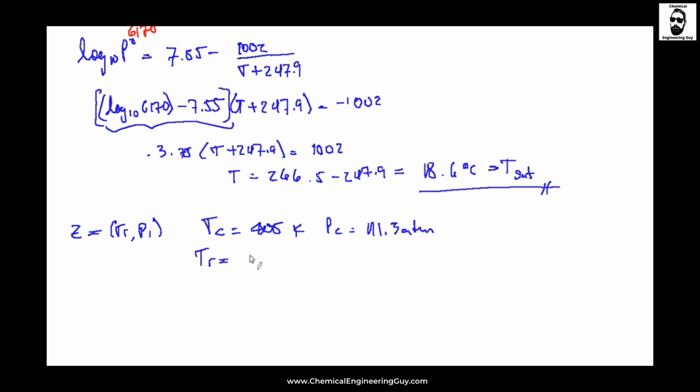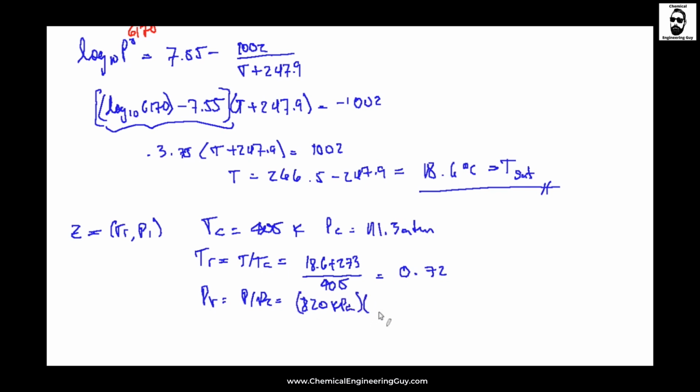So TR it's essentially just the temperature divided by critical temperature. Yes, temperature we have, it's 18, so that's got this divided by TC 405, and I get 0.472. PR it's P divided by PC. The pressure we're operating is 1 atmosphere, I think. No, 820 kilopascals. Let's change that to atmospheres. 101.3 kilopascals, it's 1 atmosphere. Let's divide this by the critical pressure, and I get 0.07.